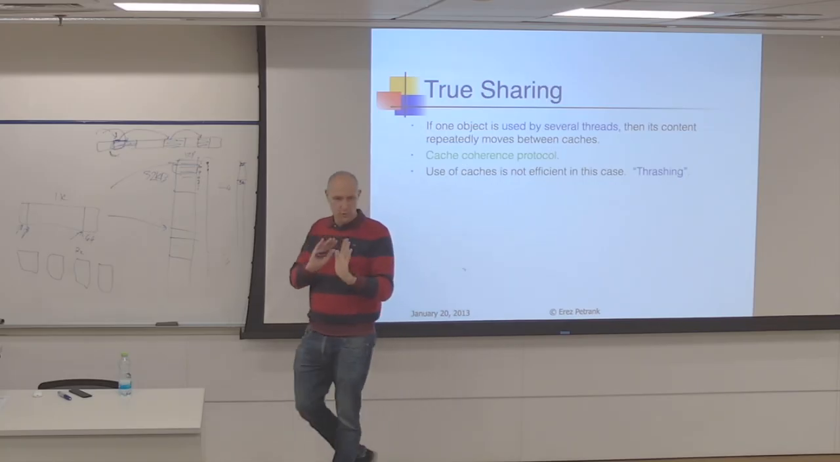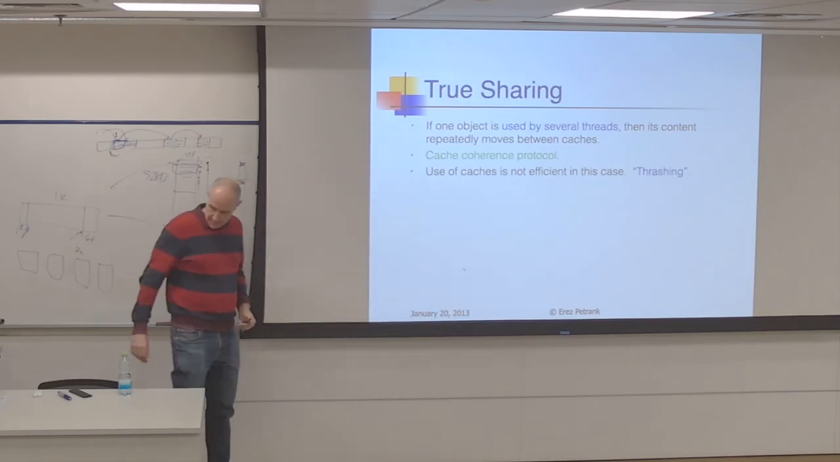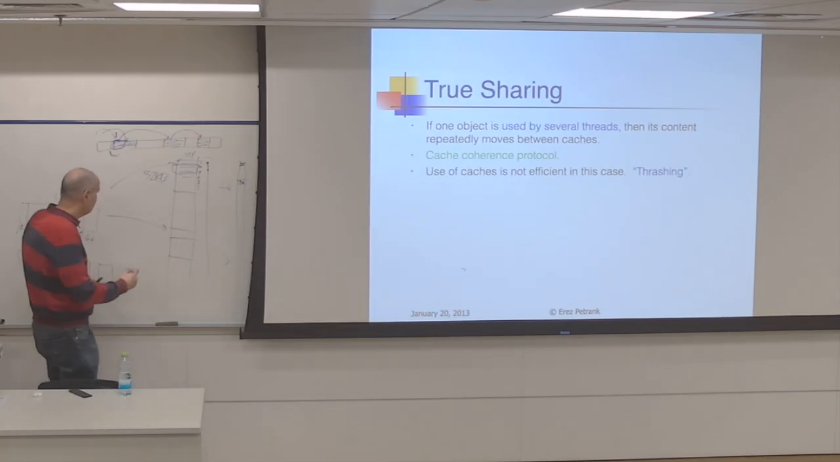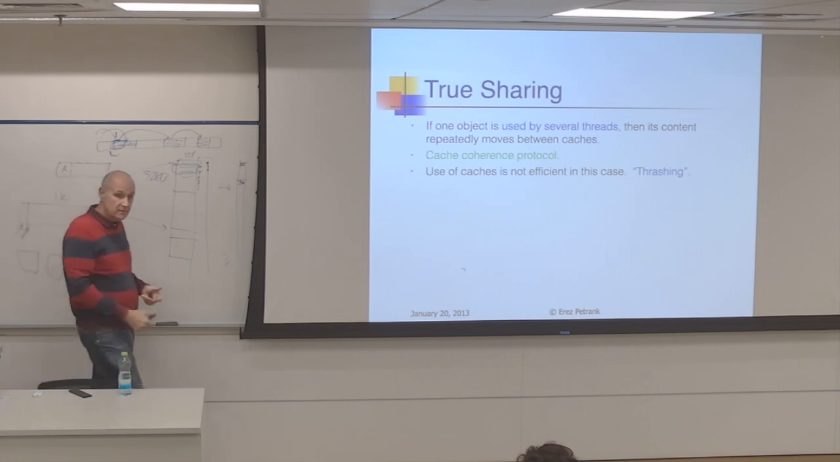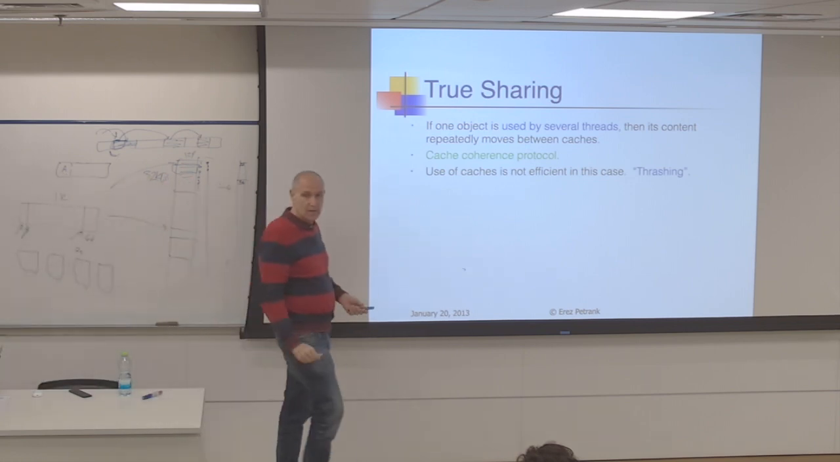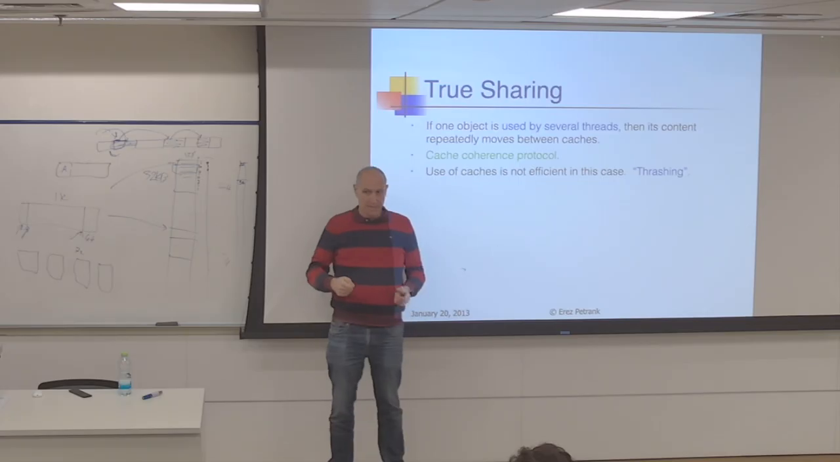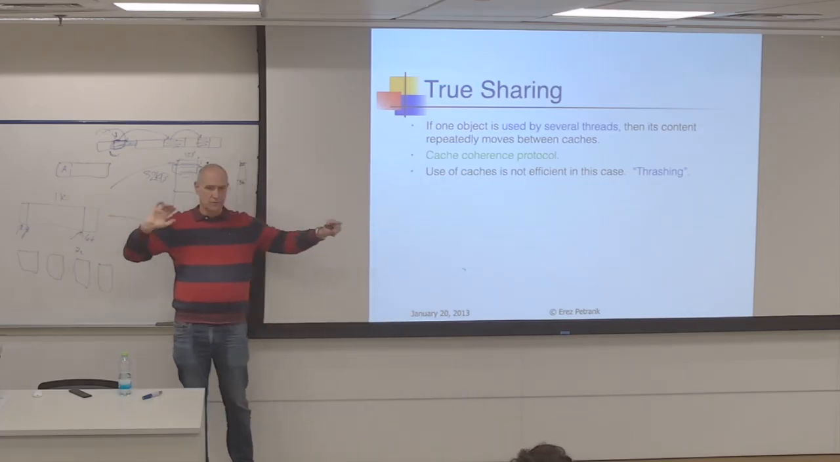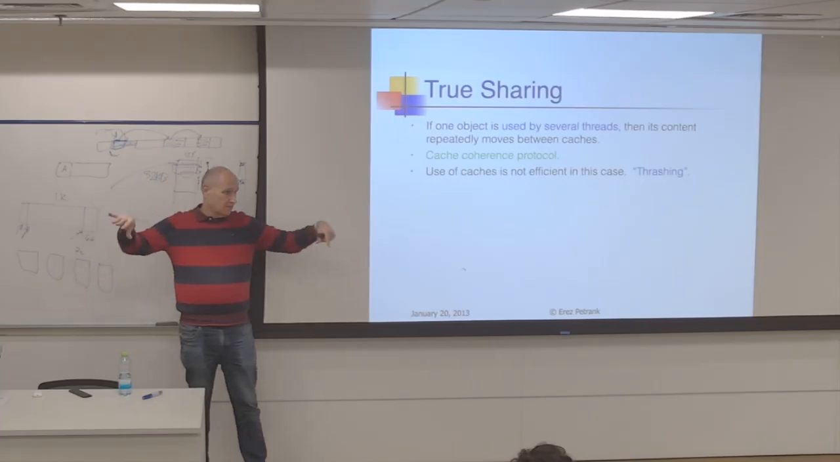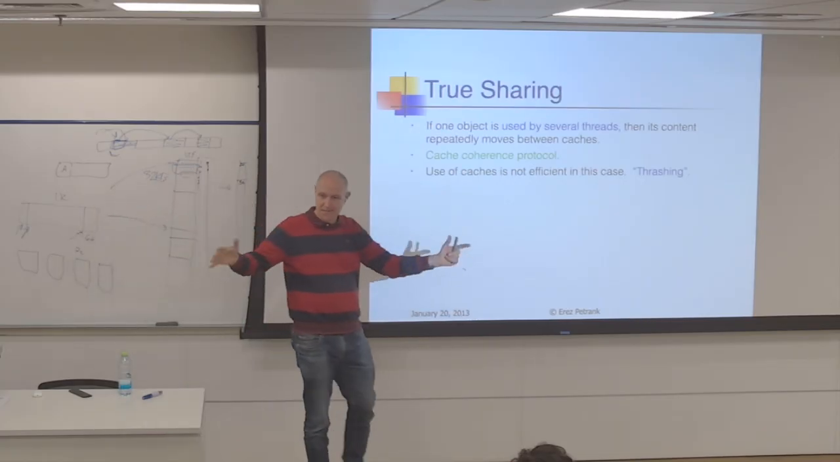Let's talk first about what is true sharing. So suppose you have a cache line. This is a cache line, true sharing. You have object A on a cache line, and two threads want to use it. And so if both want to read it, then there's no problem. The cache will go to each of these threads' cache lines, and they will use it.